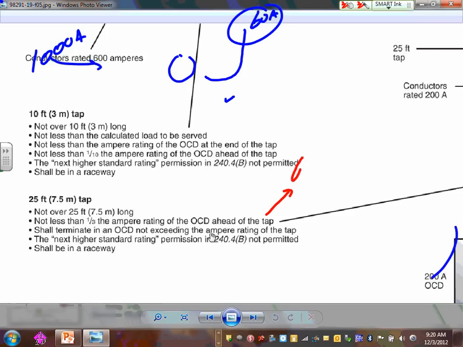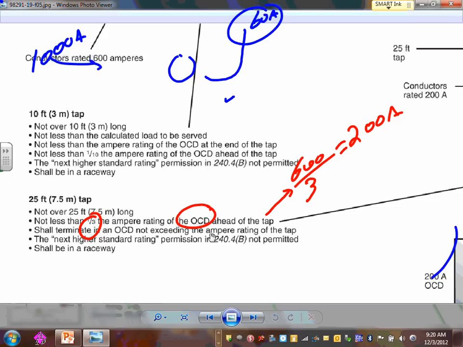It says you cannot tap. So I have 600 amp, divide by 3, 200 amp, right? Meaning I can't tap a conductor smaller than 200 amp. Why? Because the rule says 1/3 of the overcurrent protection device. Then the others are cool, guys.